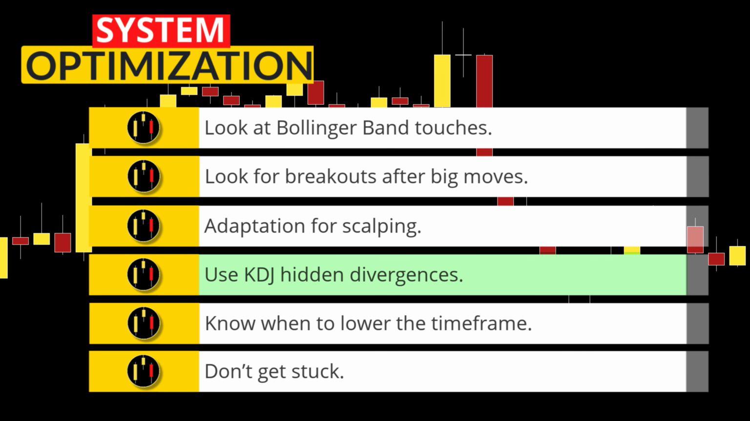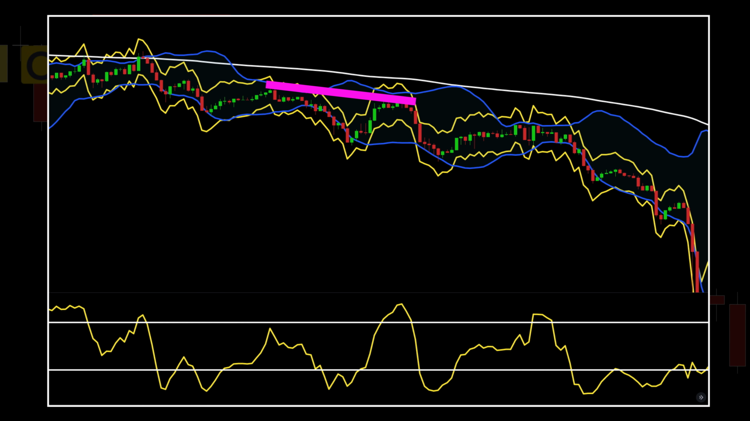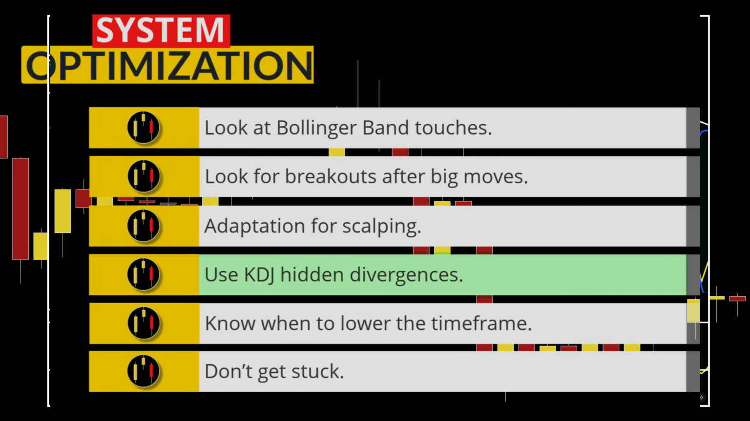Fourth, you can use the KDJ to identify hidden divergence to confirm your entries. Here we can see a higher high on the KDJ and a lower high on price. This type of confluence will filter out many false signals.